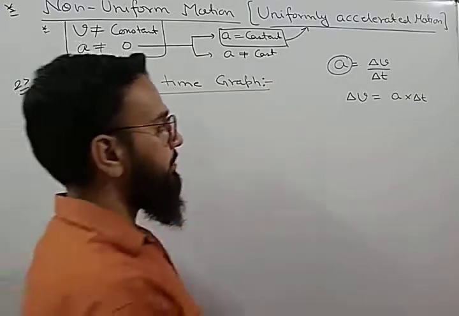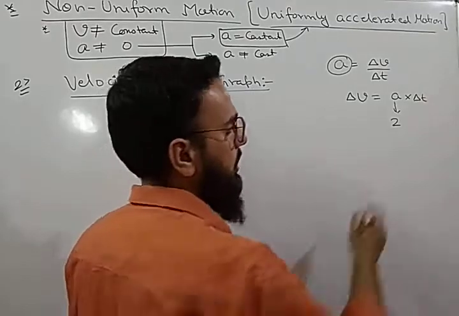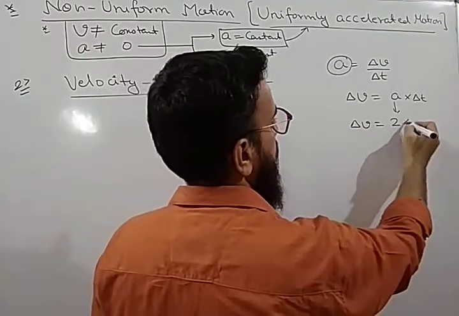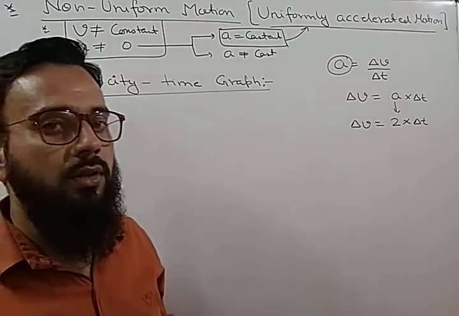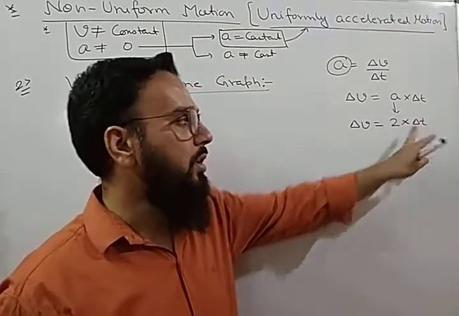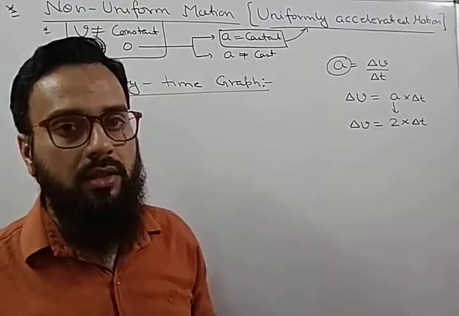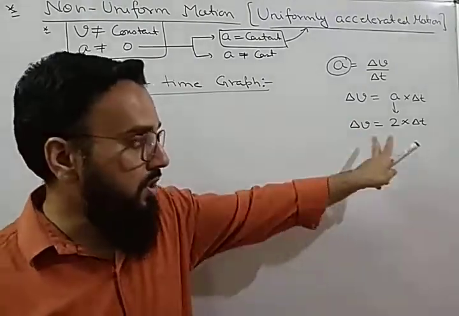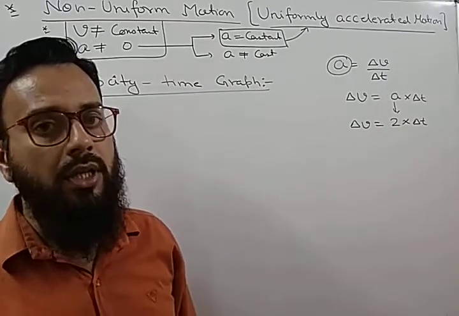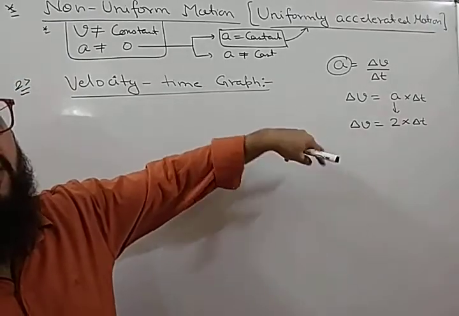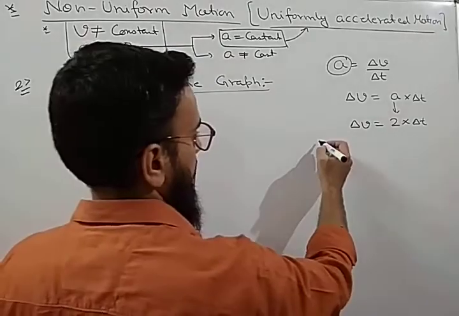Okay, for example, if we suppose a is 2, acceleration is 2 meter per second square, then delta v will be equal to 2 into delta t. So for every particular time interval, the velocity will increase at the same rate, or we can say that the change in velocity will be the same for every interval of time. Okay, the change in velocity will be the same, but the velocity will be increasing. Let us draw a table so that you can draw the graph.